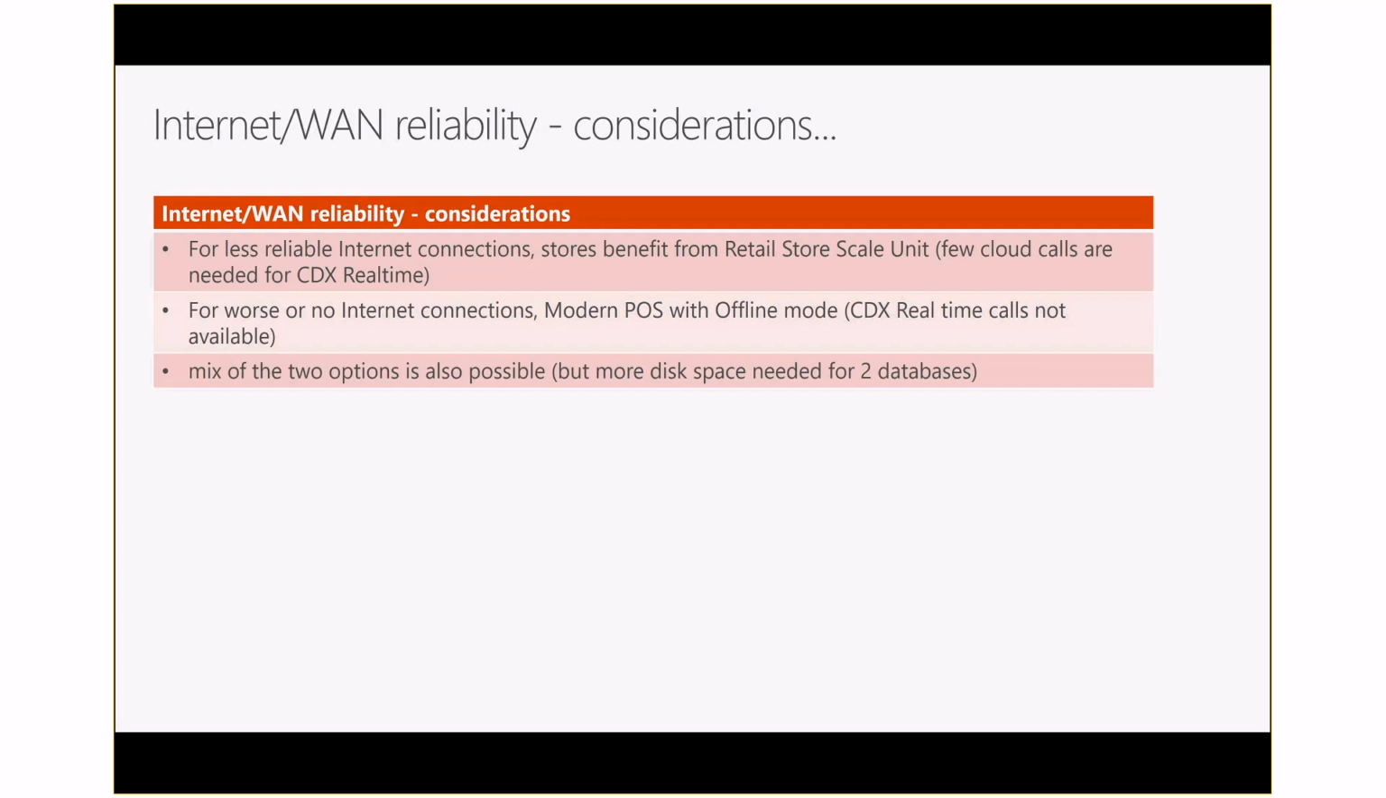As mentioned before, Modern POS with offline mode is a consideration for really bad or no internet connections. But of course, we need internet connections at some point in order to synchronize master data and transactions into the appropriate direction. Mix of the two options is possible and supported. Of course, if we have both a retail store scale unit and offline databases, now we actually have more synchronization happening because there's actually 2 or more databases involved in the solution in the store.